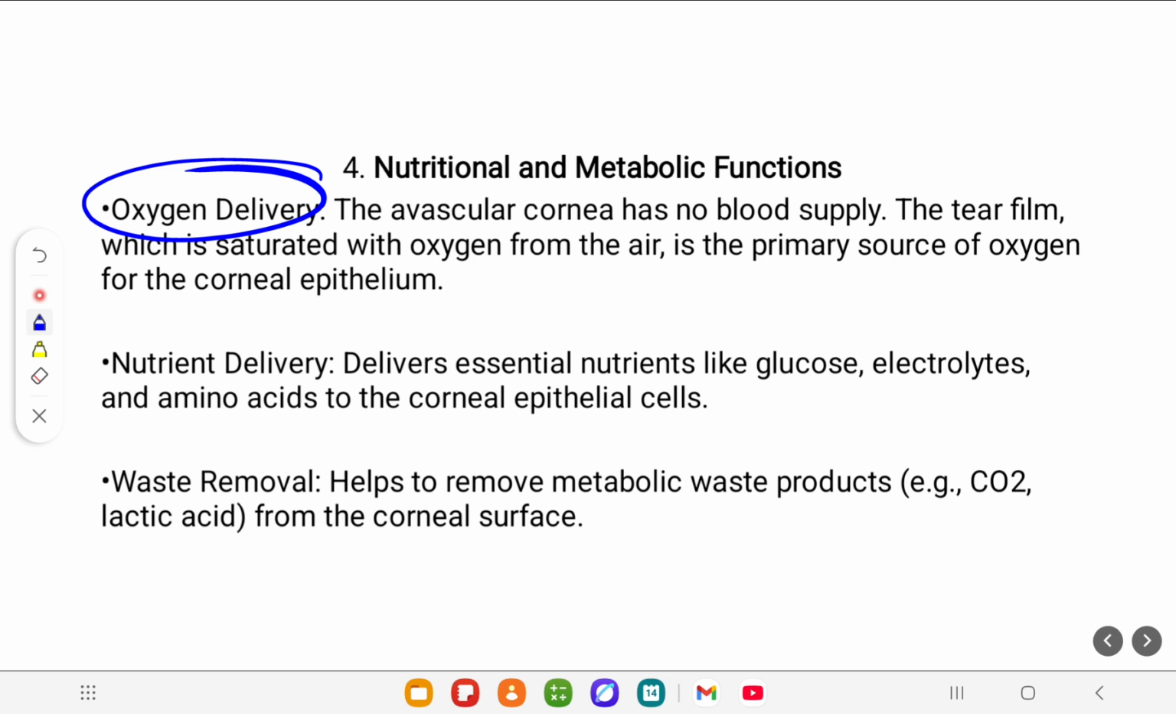Nutrition delivery: the tear film delivers essential nutrients like glucose, electrolytes, and amino acids to the corneal epithelium. Yes, aqueous humor also supplies glucose, electrolytes, and amino acids to the cornea, but the epithelium is the uppermost layer, so it is supplied directly through the tear film. And waste removal is crucial; I've already talked about it.